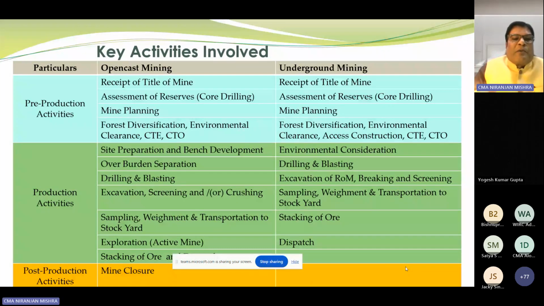Then they will first explore. Exploration means core drilling. The second purpose of exploration is to see what type of reserve and how much reserve of the respective grade is available in the respective area. So for that they will go for the exploration, and after exploration they will go for drilling and blasting.